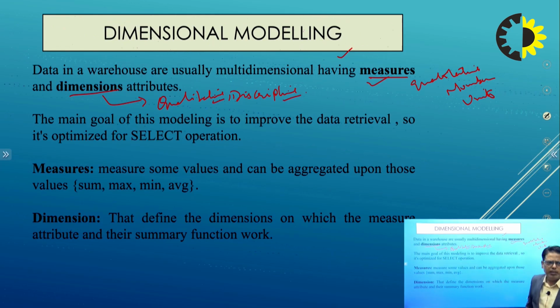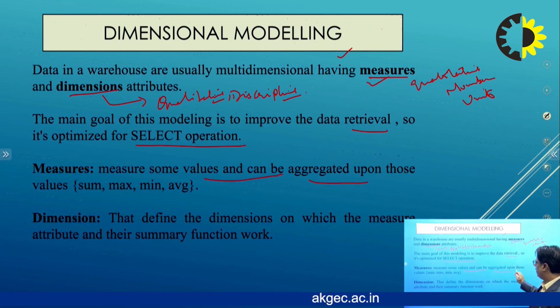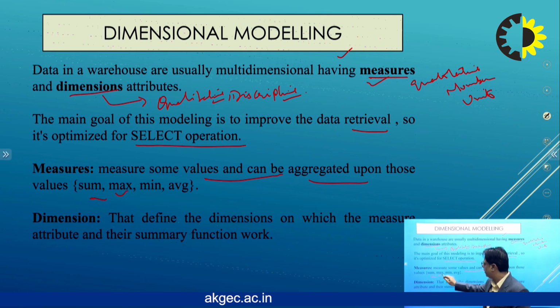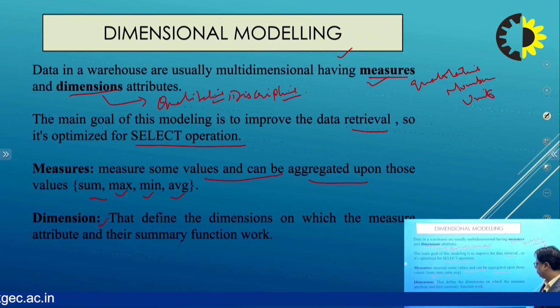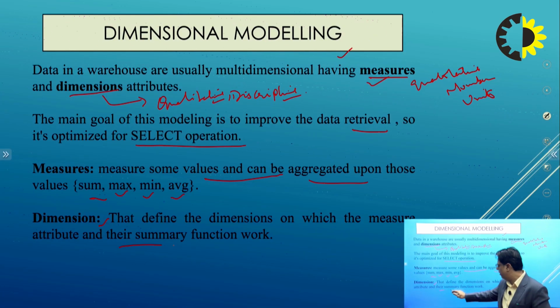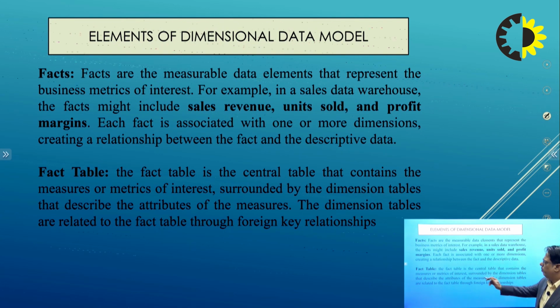The main goal of this modeling is to improve data retrieval, so it is optimized for select operations. If we have data in a multi-dimensional architecture, we can easily fetch and retrieve the data from the database sources and data warehouses. What are measures? Measures are values upon which aggregation can be done, like sum, maximum, minimum, average, and so on. Similarly, dimensions define the axes on which the measure attributes and their summary functions work, like qualitative descriptions.